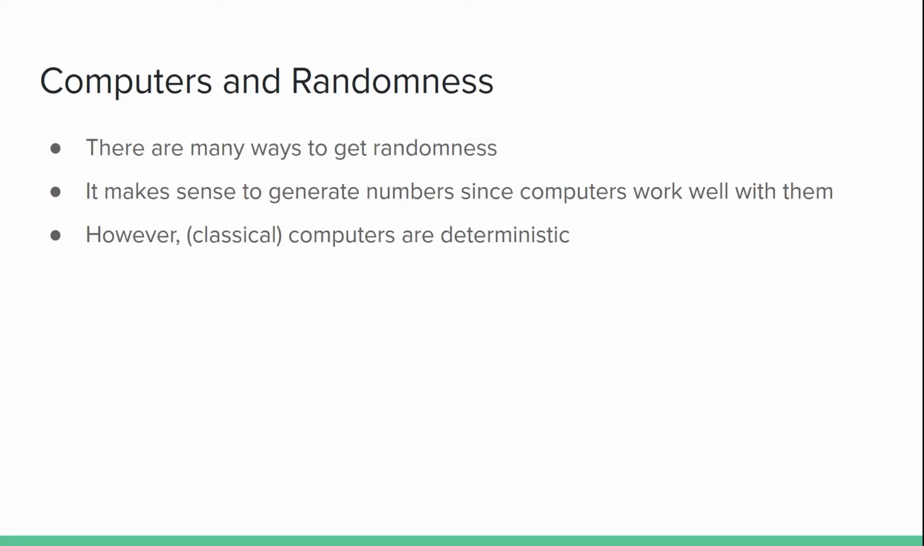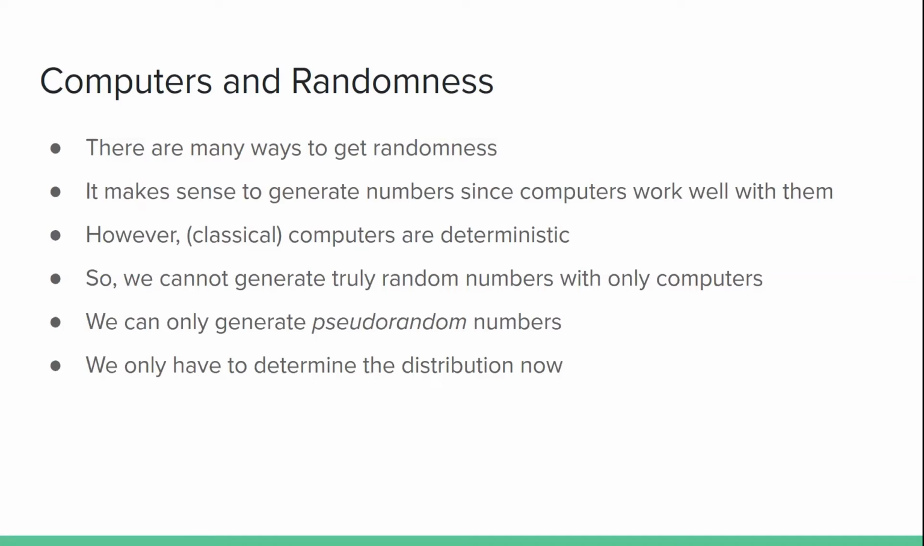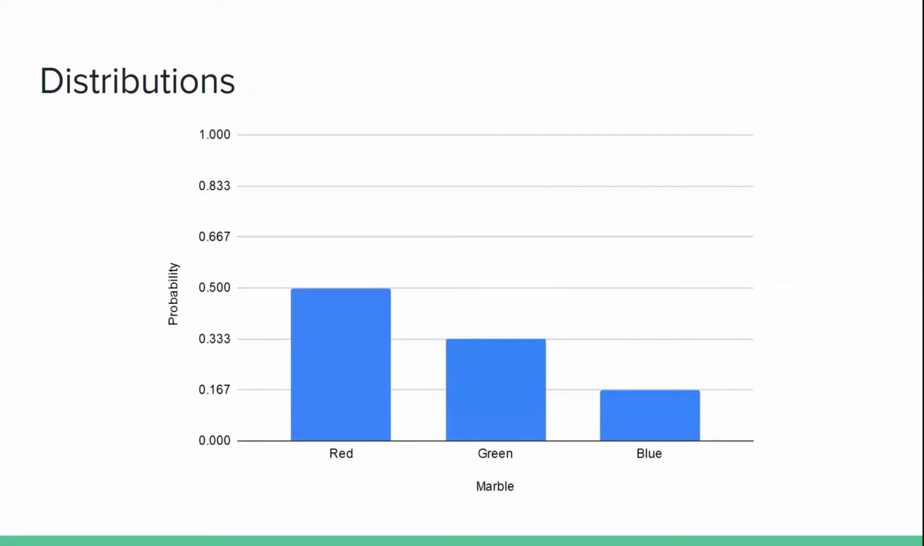Computers by themselves cannot generate random numbers. However, we can generate random-like numbers called pseudo-random numbers from computers, and this is what we're going to be talking about in these next few slides. However, we only have to determine what the distribution is, what the probabilities of each of the numbers are. To do this, we'll talk about distributions a little bit first.